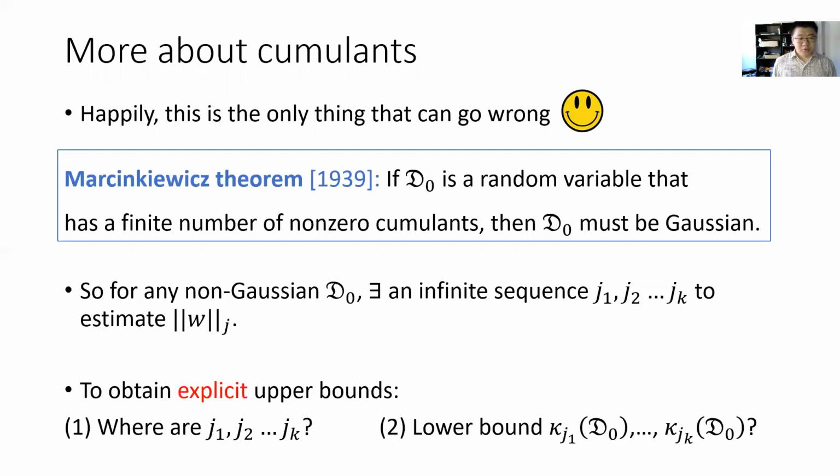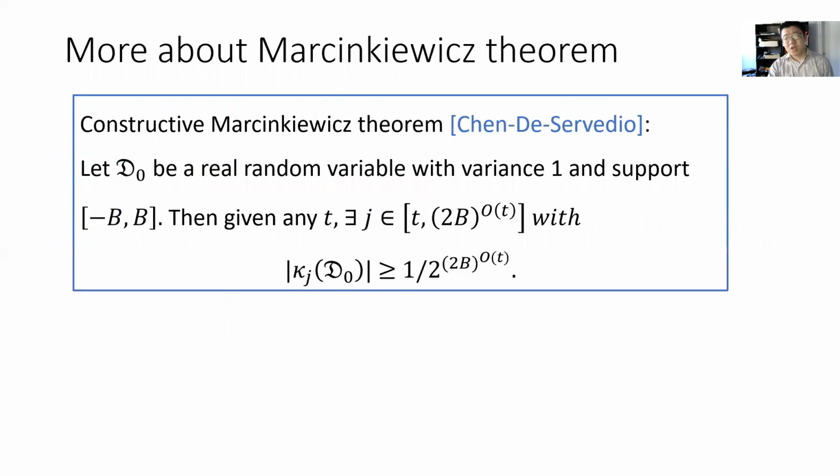But we need more to obtain explicit upper bounds on the sample complexity. So we want to bound these k indices j1 to jk. At the same time, because the jth cumulant of D0 is in the denominator, we want to lower bound it. So the final thing I want to say is that we give a constructive version of Marcinkiewicz's theorem to finish the whole proof. Let me go over this theorem.